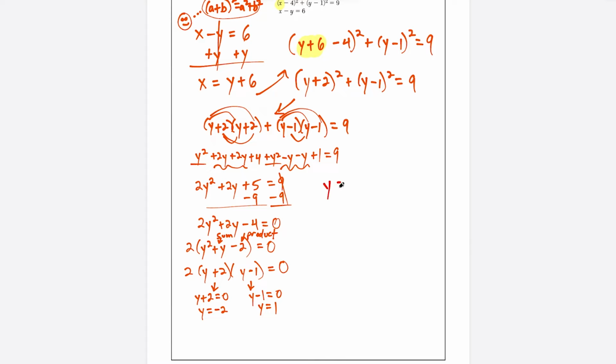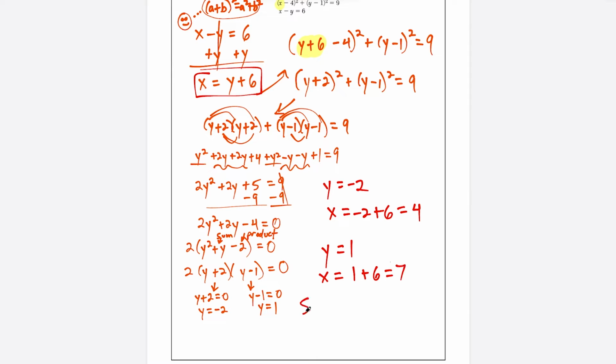When y is equal to negative 2, I'll plug into this x equals equation over here. We would have x equals negative 2 plus 6, which gives us positive 4. So this will give us our first solution. And then for our second solution, y equals 1 would give us x equals 1 plus 6. I'm just plugging in for y, and this gives us x equals 7.